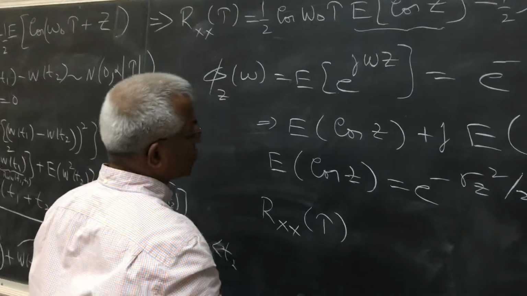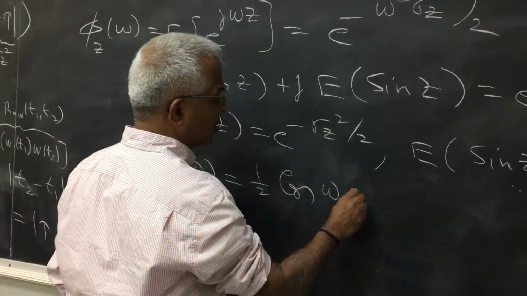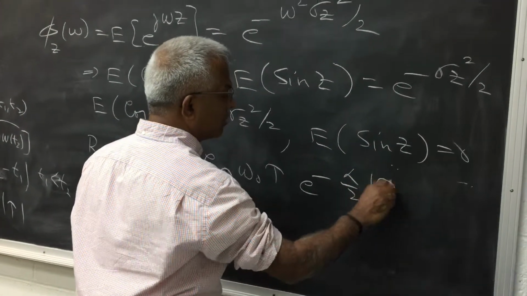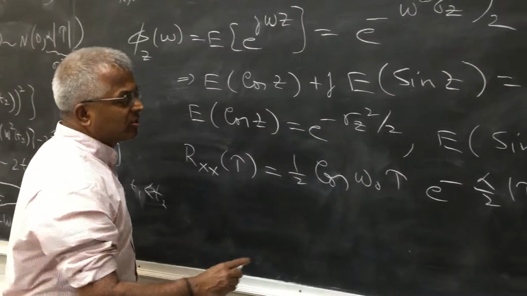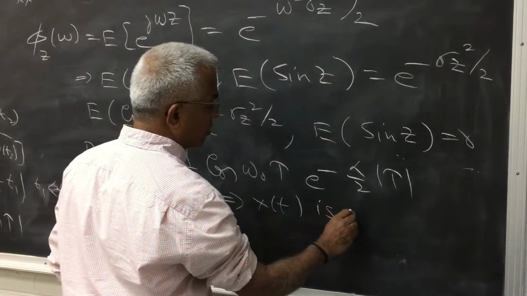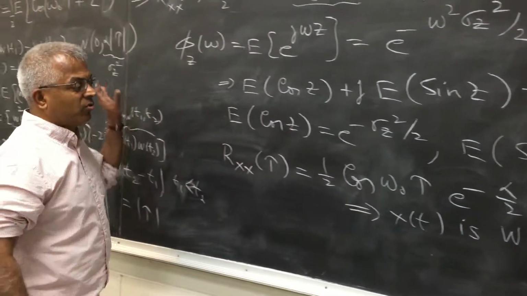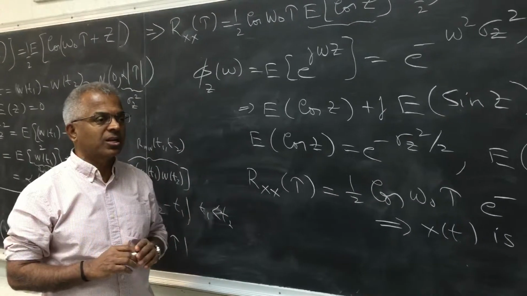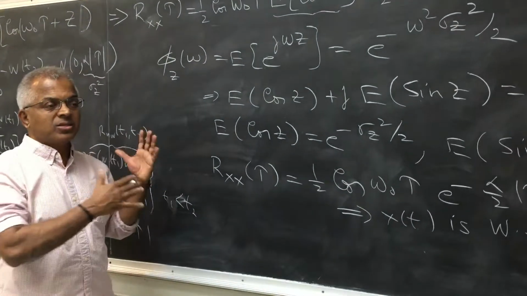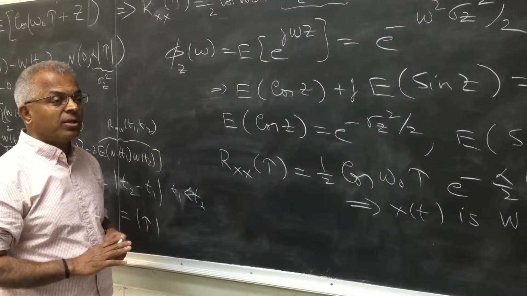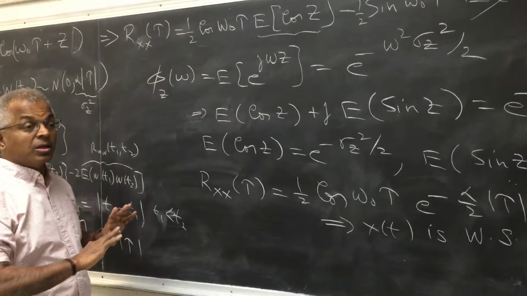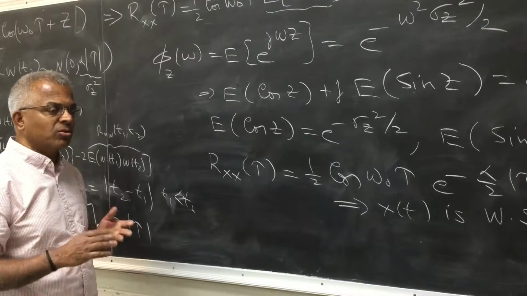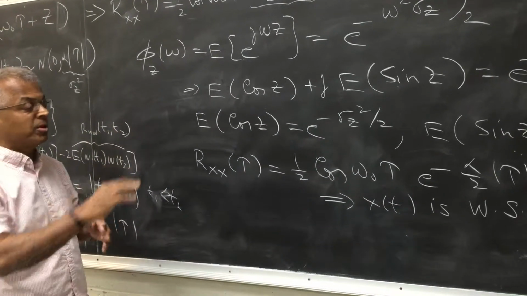And this we have the answer, so I'll just copy it here. R_xx(tau) would turn out to be half cosine omega naught tau multiplied by e raised to minus the variance. The variance happens to be alpha by 2 times tau. So this implies that x of t is wide-sense stationary. What we have been able to manage is, through phase modulation, the output process x of t has more structure, in terms of stationarity, compared to the input process. So here is an example where, through a nonlinear instantaneous memoryless transformation, a process has been made more well behaved, because the non-stationarity at the input has been transformed to stationarity.